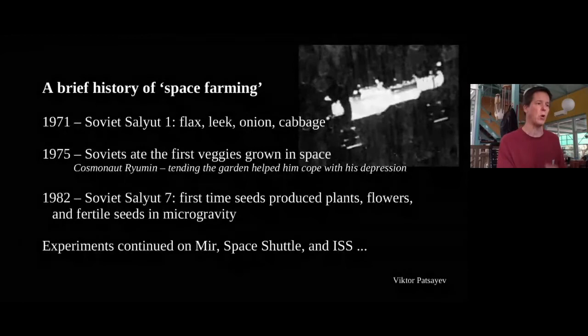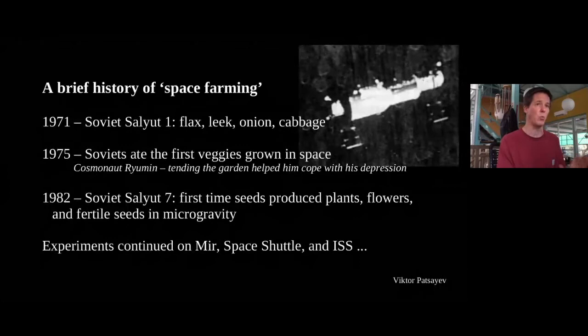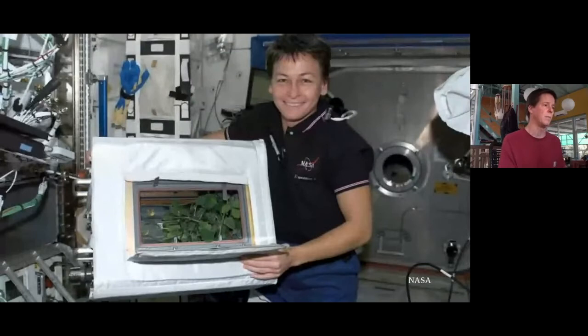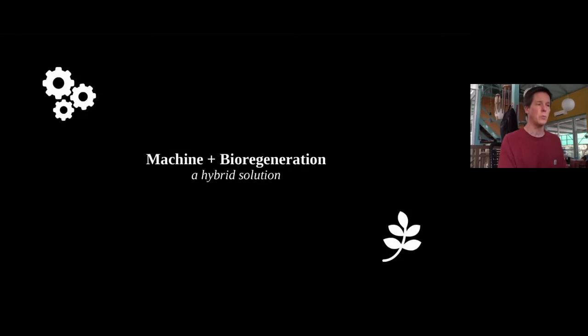Now, partially that's because we're in microgravity. Microgravity makes water do really weird things, and plants don't quite know which way is up, literally. So there's a lot of challenges that will be reduced when we're on the moon or on Mars, but not completely eliminated. And of course, those experiments have continued. This is the full extent of the bioregeneration attempts on the space station. The long-term solution to off-world habitation is going to be a combination of machines and bioregeneration, a hybrid solution. The closest thing we've come to that is Biosphere 2.